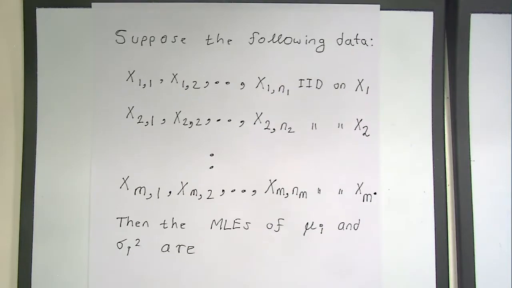All right, for those of you who've done statistical methods, can you tell me what the answer is? Given all this data, what is the MLE for mu I and sigma I squared?